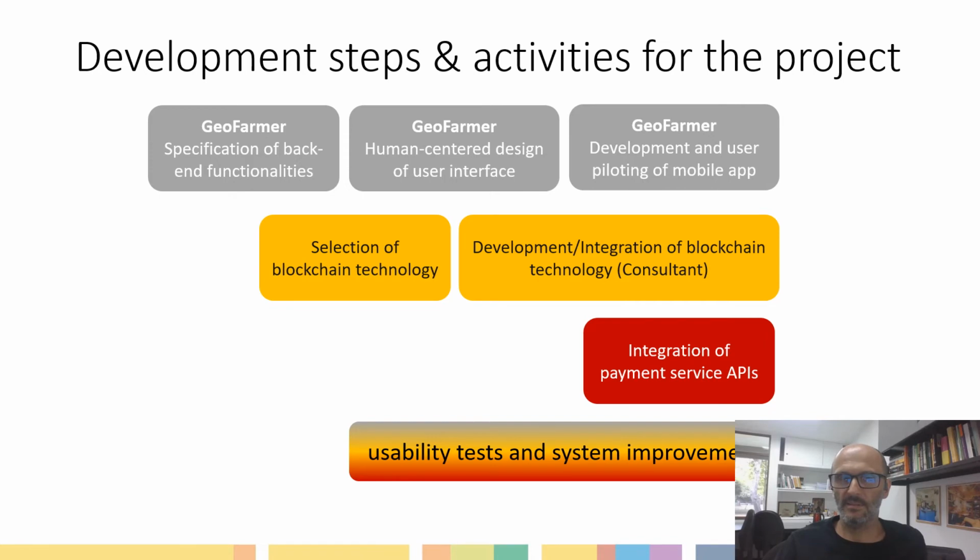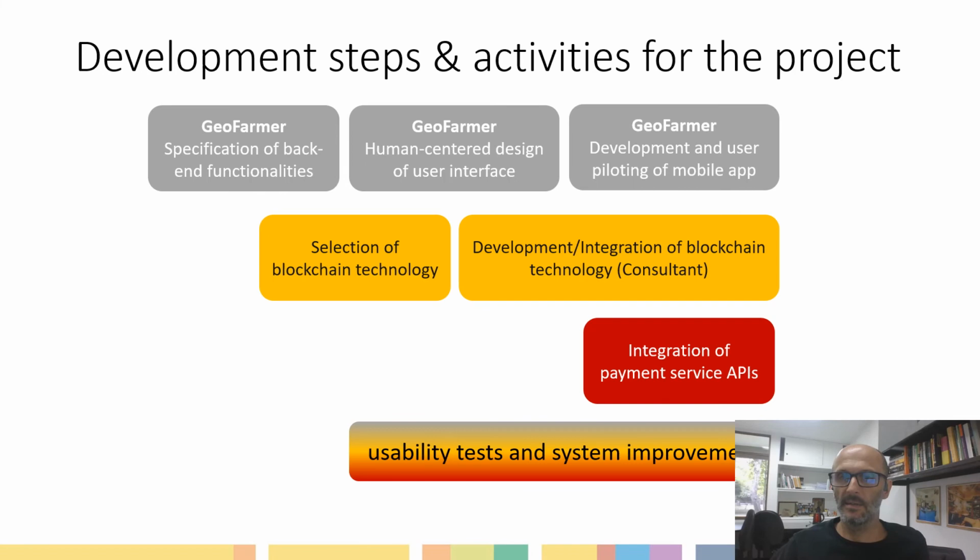What is our time schedule, and what are the development steps and activities that we have for this project? So GeoFarmer will be used, and we will first of all do the specification of backend functionalities and extend them. We will work on a new app interface that will distinguish between the use by farmers and use by facilitators, so to adjust them to their specific needs. So there will be a focus on human-centered design of the user interface, and then we will do the actual development of this new interface and piloting the new mobile app with the seed collectors and farmers planting the trees on their farms.